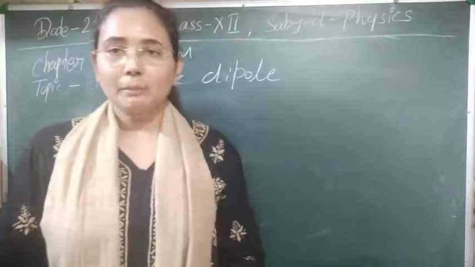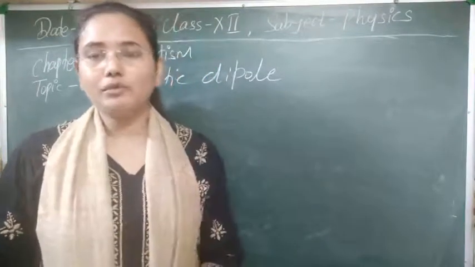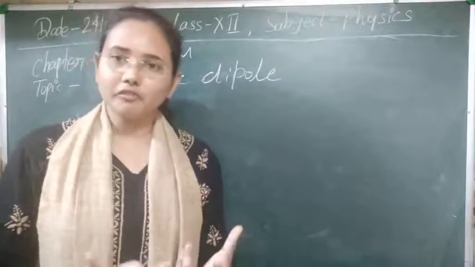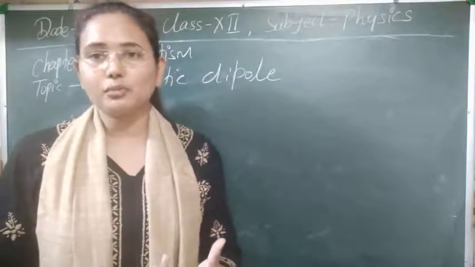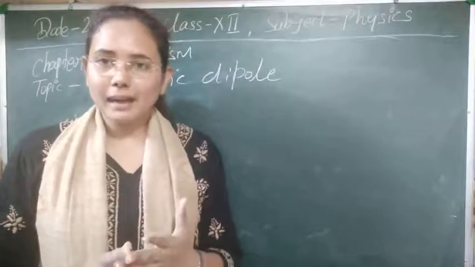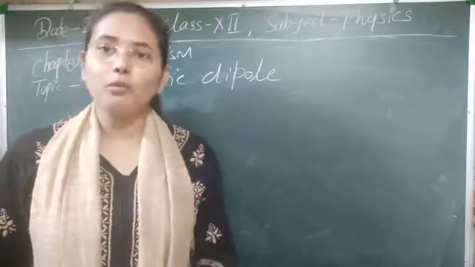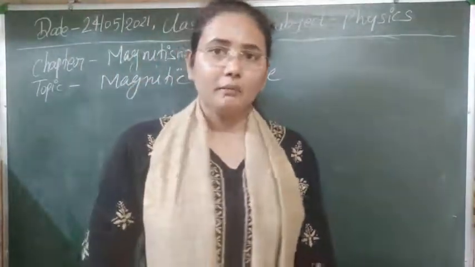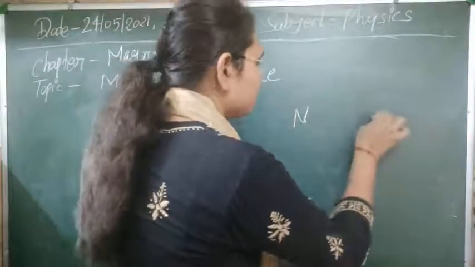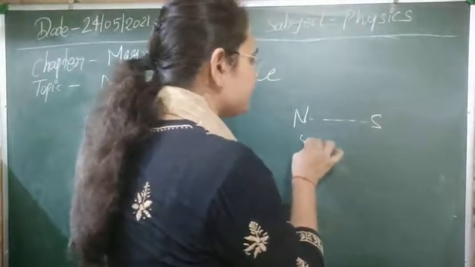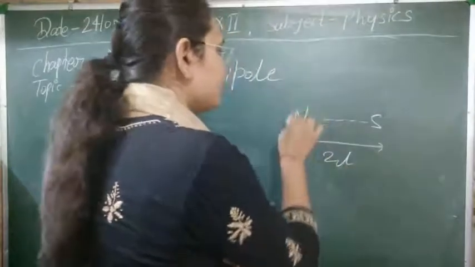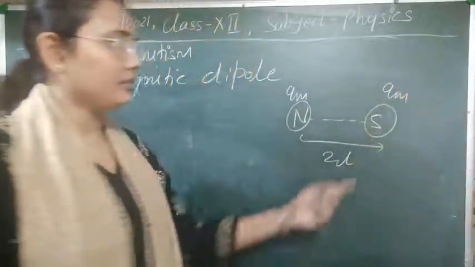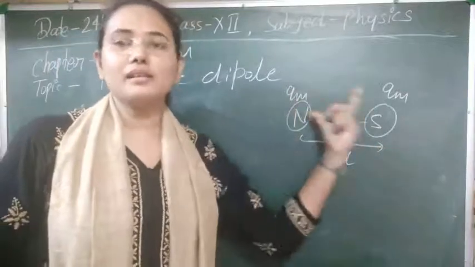In the same way, a magnetic dipole is when we have two magnetic poles with opposite behavior, meaning if one pole is north, the other should be south. If these two poles are separated by some small distance and have equal pole strength, then this kind of construction is known as a magnetic dipole. Suppose we have north and south poles separated by a distance 2L, and the pole strength of one is Qm, then Qm should also be the pole strength of the other. Such things are known as magnetic dipoles.